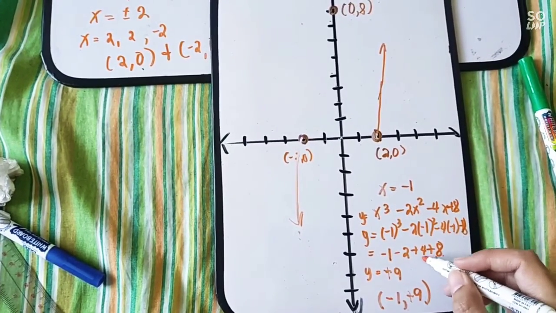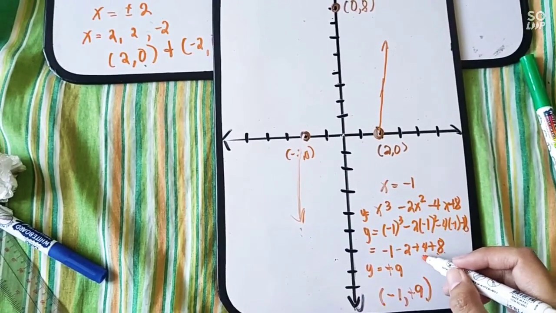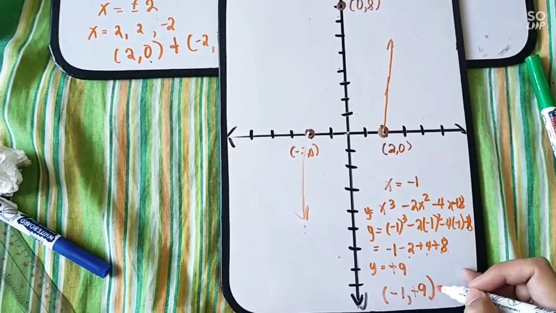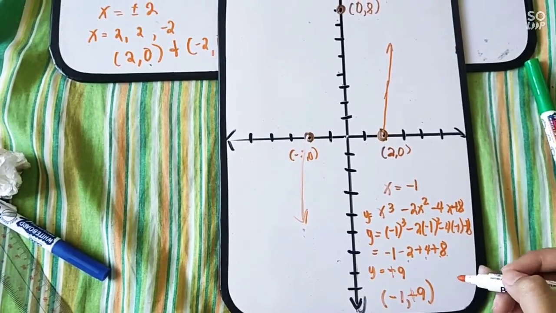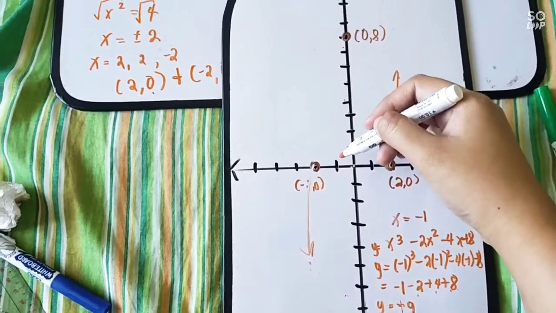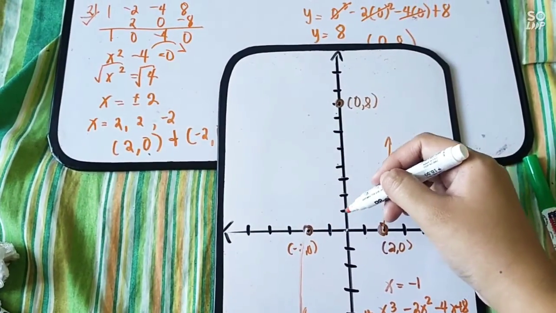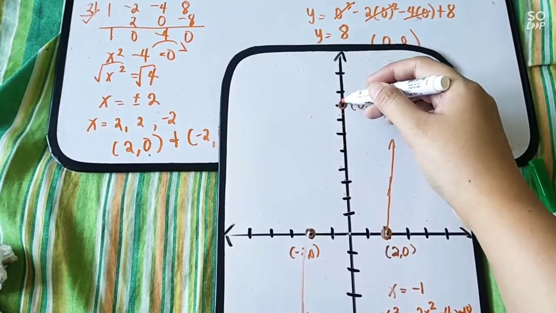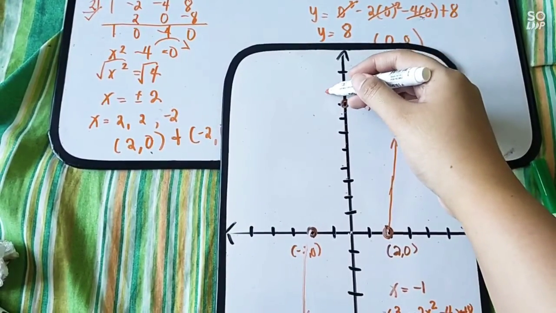Let 8 plus 4, we have 12. 12 minus 2, we have 10. Minus 1, we have 9. Positive 9, sorry. Positive 9 po yan. So, we have here negative 1 and then 9. So, we have 1, 2, 3, 4, 5, 6, 7, 8, 9, then negative 1.